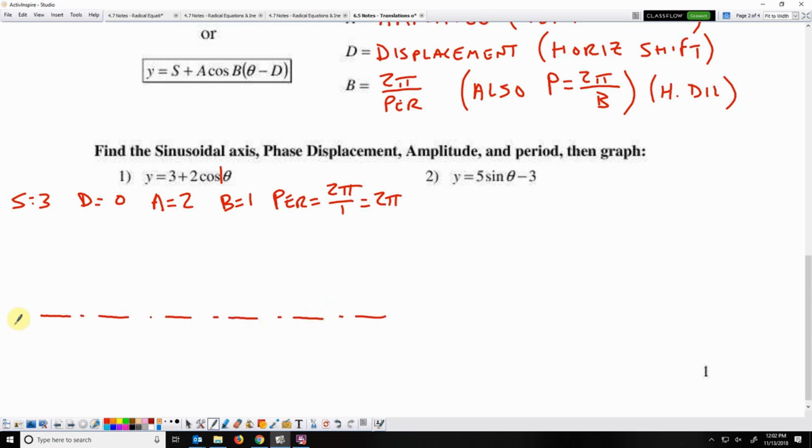So there's my sinusoidal axis. It is at 3. The amplitude is 2, which means the maximum is 2 above that 3. So the maximum is 5. The minimum is 2 below, so the minimum is 1, which means that my x-axis, or in this case we're using a theta, so my theta axis will be 1 unit below that 1.